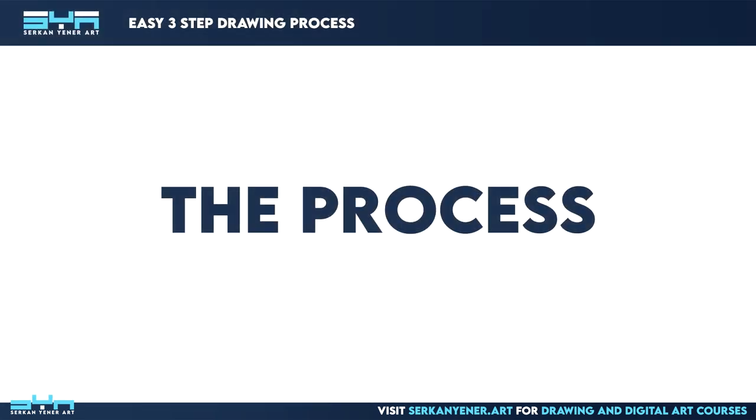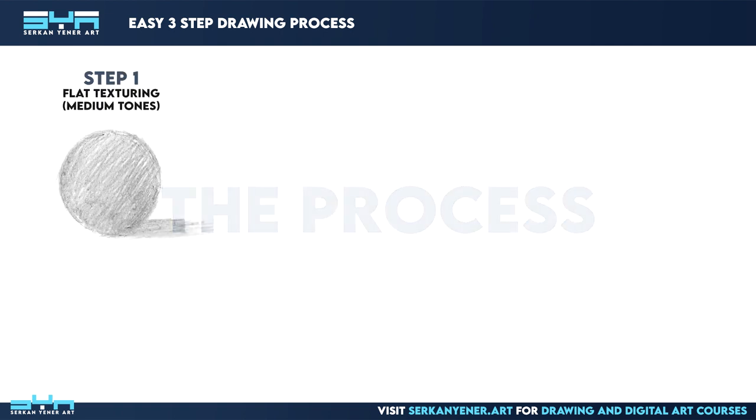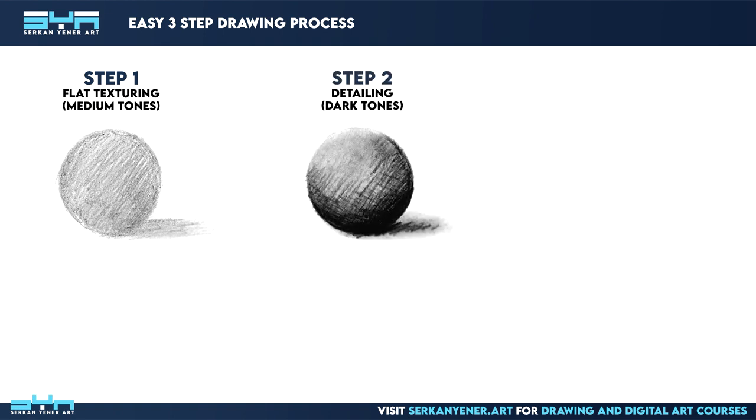So before I show you some examples, I've created this guide to make things clearer. The first step is to place medium range values down everywhere. At this stage, I don't really care about the lightest and darkest areas of the drawing, so I don't worry about highlights or shadows. The next step is to draw in the darker tones and pay a little more attention to detail. I would say that this step is probably where most of the time should be spent, because this is where you're doing most of the actual drawing.